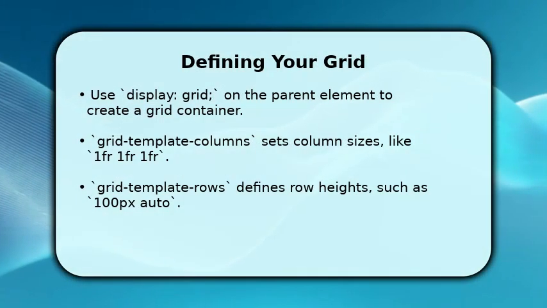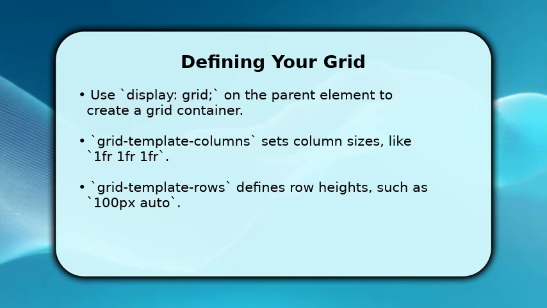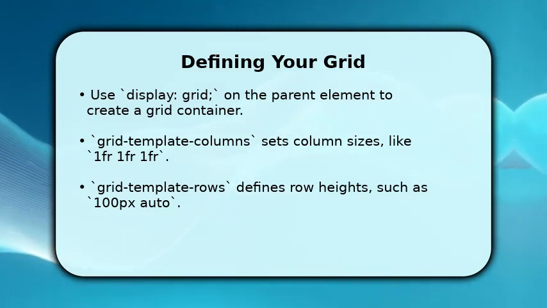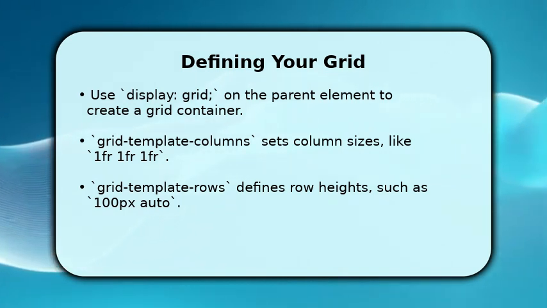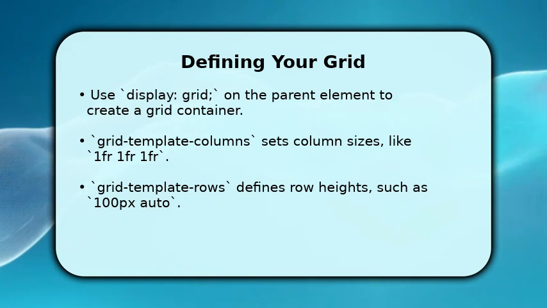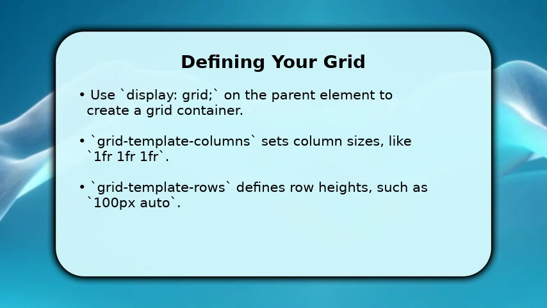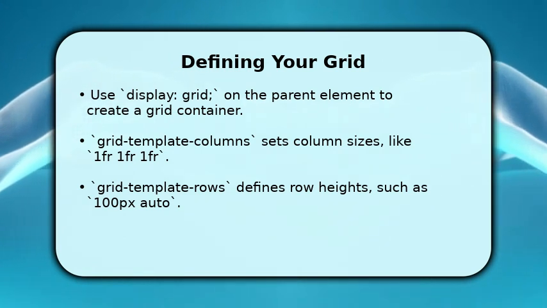To begin, apply display: grid to your parent element, transforming it into a grid container. Then, use grid-template-columns to define the width of your columns, perhaps using 3 1fr units for equal spacing. Similarly, grid-template-rows sets the height of your rows, maybe 100 pixels, and then auto. Finally, grid-gap adds space between your grid cells, like 20 pixels, for clear separation.